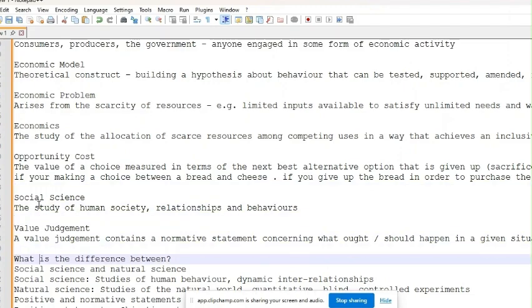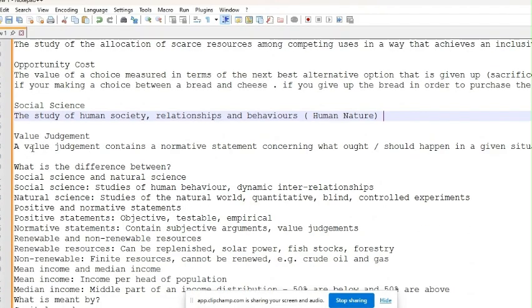So what is social science? Social science is the study of humans, society, relationships, and behaviors. It generally deals with human nature. That's what social science is.